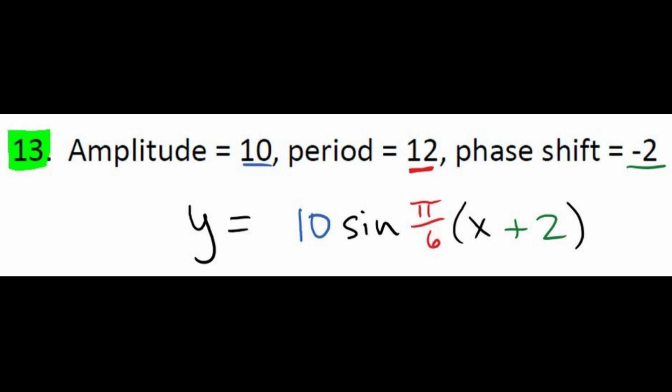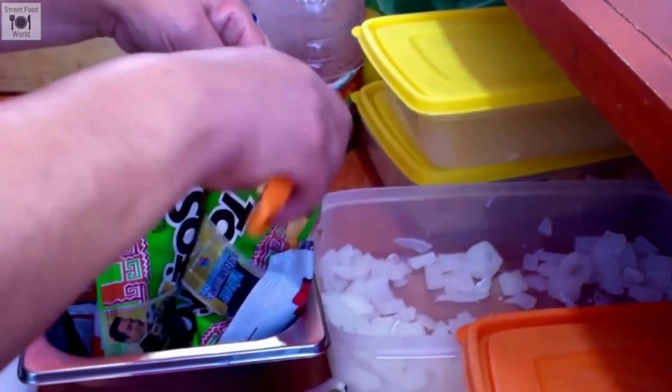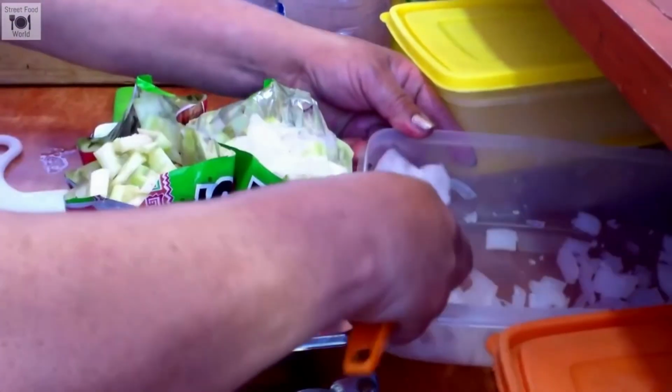Make sure you're not forgetting that period formula, the 2 pi divided by k. Okay, and then that's how you're going to do all these. They'll all have some type of phase shift, so you will have to solve that period formula over to the right somehow.